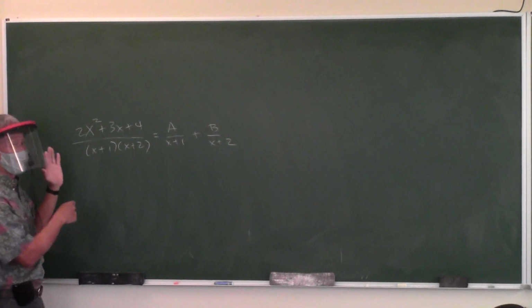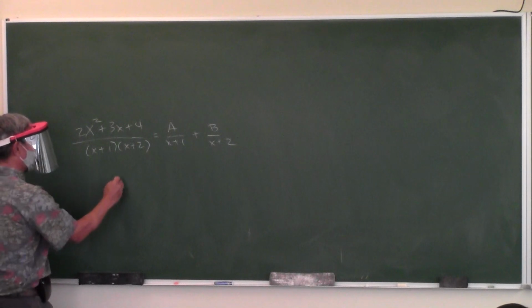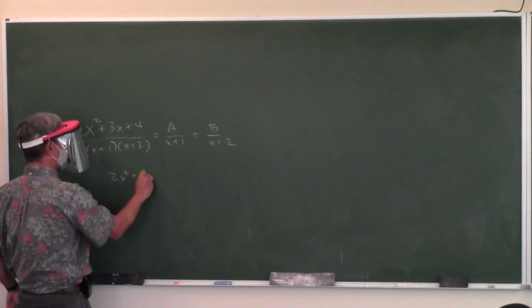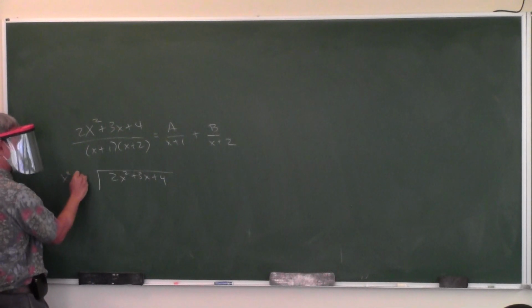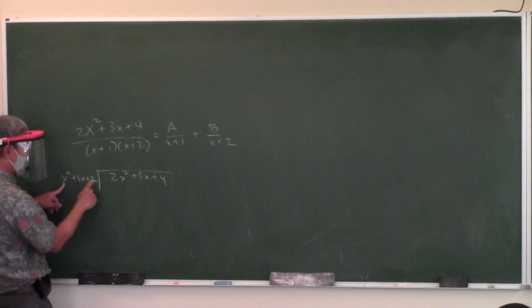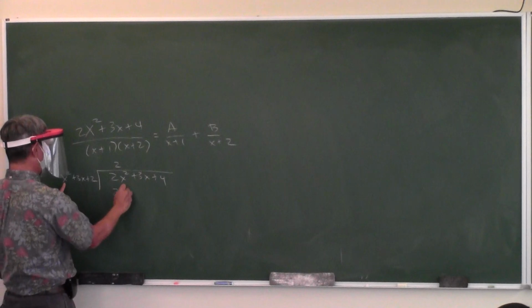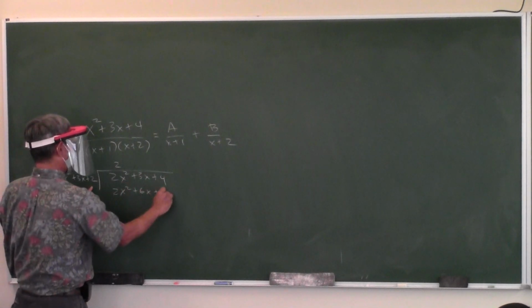So what you have to do is you got to do long division first, like this. Well, you don't have to do long division. You can do synthetic if you want. Divided by x squared plus 3x plus 2. X squared goes into that 2 times. I'm just going to do this really quickly. Subtract.